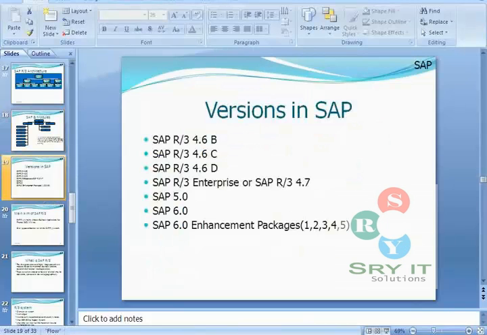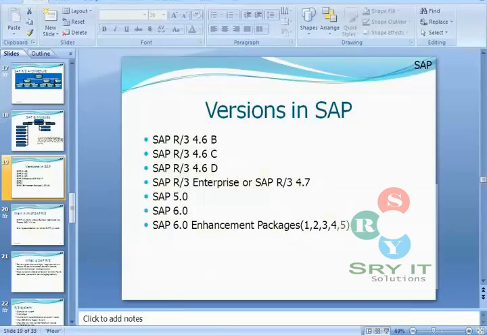Now, the versions of SAP R3. How many versions are there? How were the versions released? 4.6B and 4.6C are famous, and D. Then Enterprise Edition, 4.7, they released, and 5, 6, and 6.0 with enhancement packages added. They can call this the 7, but they are not officially saying that.